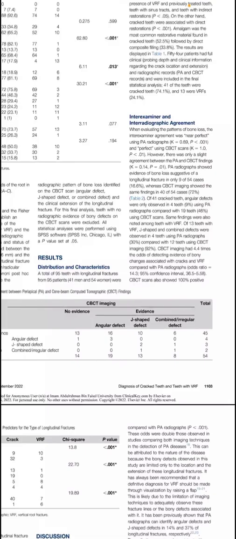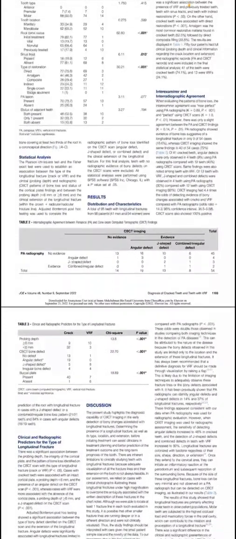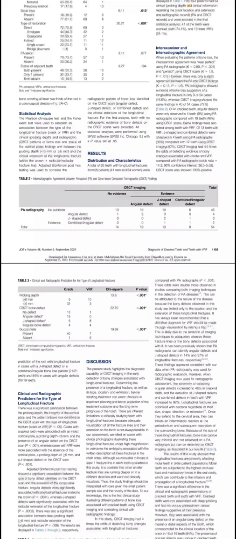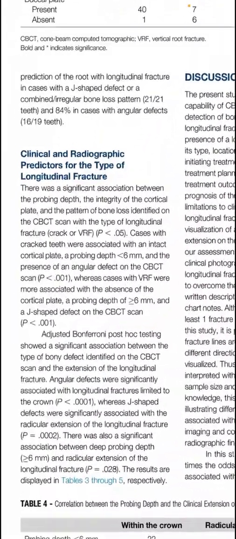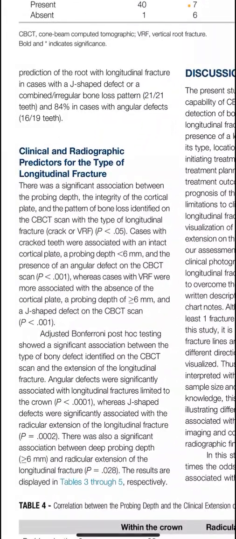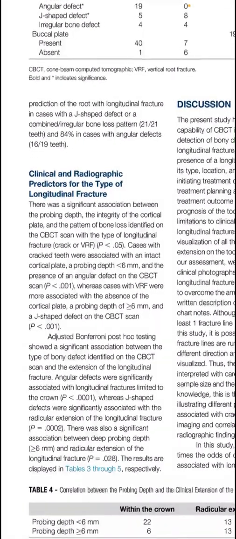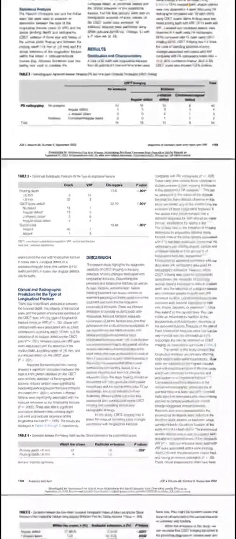The cases of vertical root fracture were more associated with the absence of the cortical plate, a probing depth of more than 6 millimeters, and a J-shaped defect on the CBCT scan. CBCT scans had 4 times higher detection capabilities than periapical radiographs in cracked or vertical root fractured cases, and cracked cases were highly associated with angular defects, which can be used as a treatment predictor.